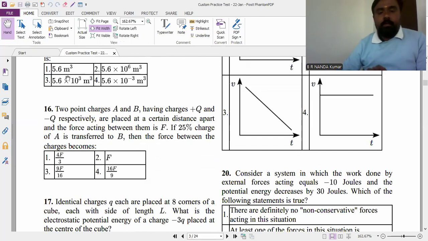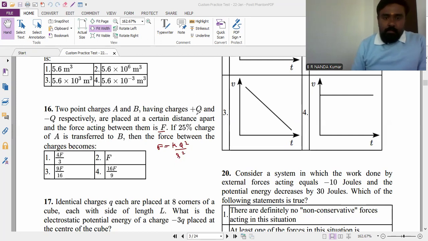Two point charges A and B having charges plus Q and minus Q respectively are placed at a certain distance apart. The force acting between them is F. So that is the original force. So original force F is equal to K Q square divided by R square.